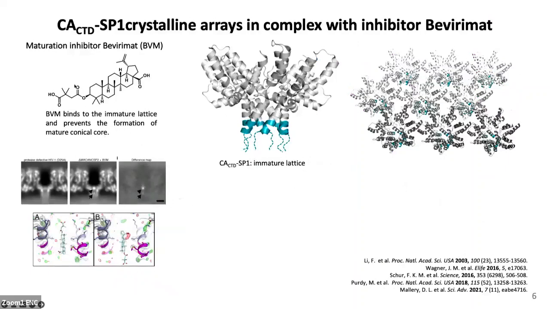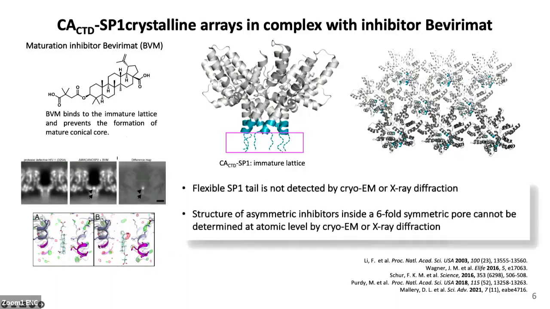We are working with bevirimat, which is the first GAG targeted compound, the first in the class of maturation inhibitors to reach clinical trial. Previous studies have shown that bevirimat binds at the 6 helix bundle, but then why are we studying it? Because in other methods such as cryo-EM or X-ray, the flexible SP1 tail was not detected. Also, the structure of this asymmetric inhibitor binding inside the 6-fold symmetric pore cannot be determined at atomic level. As we can see here, the binding orientation was not determined at atomic level by other methods.